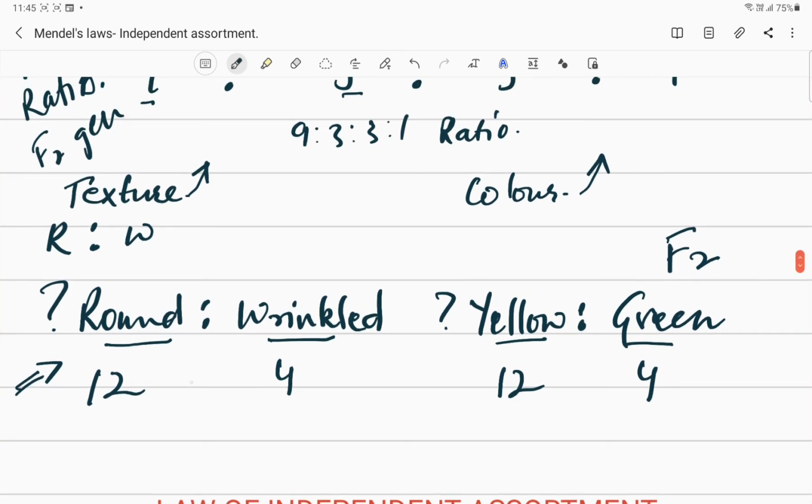Now, if you look at this particular phenotypic combination of texture and color, let us have a look at this. If you simplify this particular ratio, the ratio of texture. So here is texture. Let us only look at the texture again. So the ratio of texture, which is round to wrinkled, 12 is to 4, if you simplify it, you simply get it as 3 is to 1. 12 divided by 4 is 3. So 3 is to 1. The ratio is 3 is to 1.